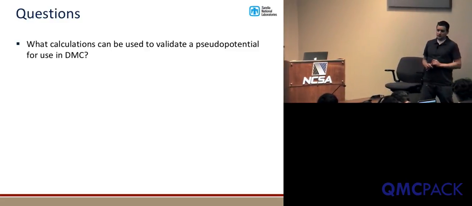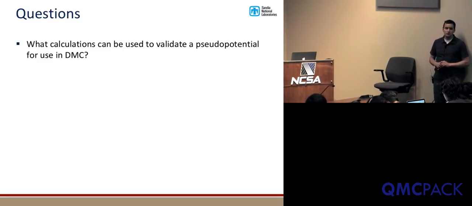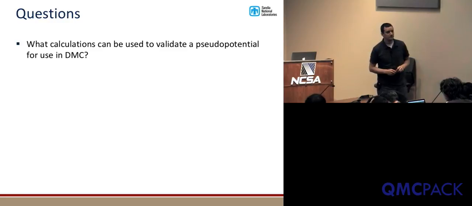A practical question, and you've seen a little bit of this from the labs, is what calculations can we use to say, okay, the pseudopotential was a good choice to use in my quantum Monte Carlo? Does anyone have any ideas?